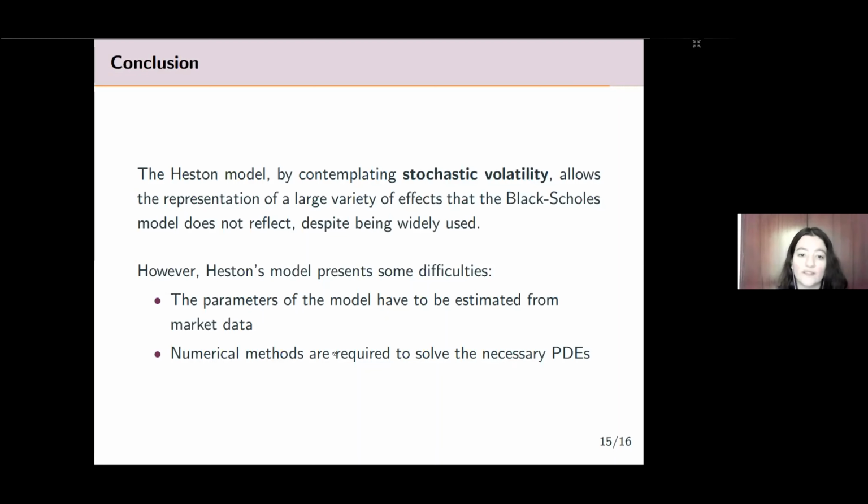Because, for instance, just talking about the Heston model, we have parameters that have to be estimated from market data, and market data can change very quickly. So this would require constant calibration of our model, and that can be very laborious. On the other hand, we would generally require numerical methods to solve the necessary PDEs, such as that expression that I mentioned earlier. And that can also bring some problems.